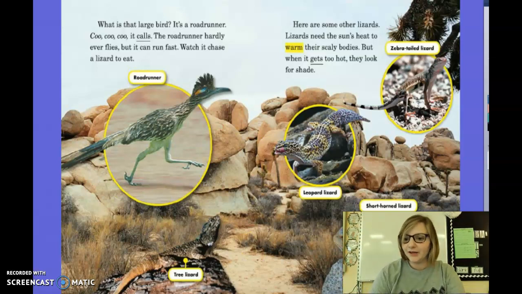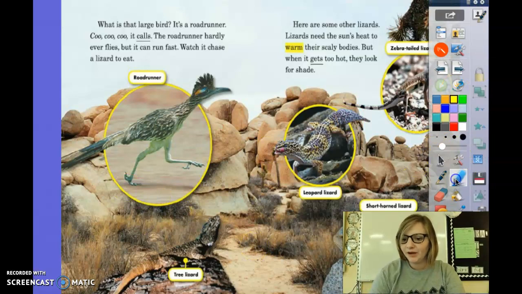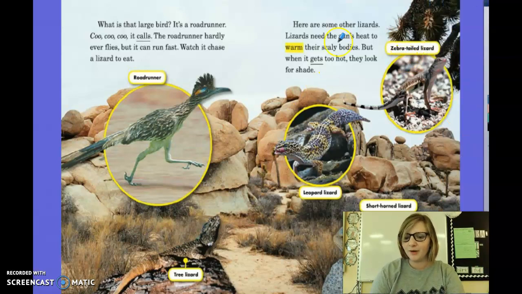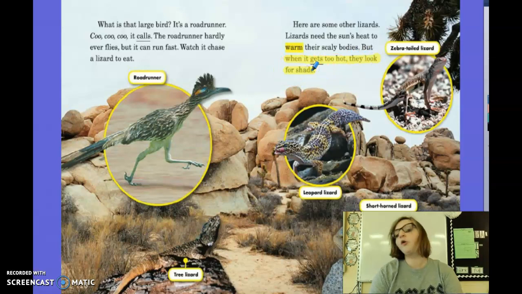Let's find our text evidence. I'm going to get my highlighter ready. Remember, don't mark in your book, but you can look on my screen. Let's see, it said lizards need the sun's heat to warm their scaly bodies. But let's see what happens when they stay out too long. When they stay out too long, it gets hot and they go look for shade. So lizards can overheat very quickly because they're cold-blooded animals, which means they have to get their heat from the sunshine.